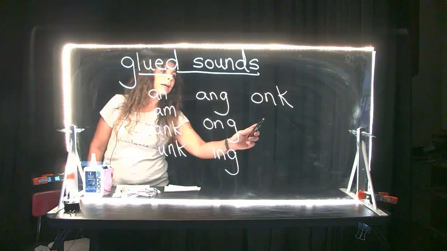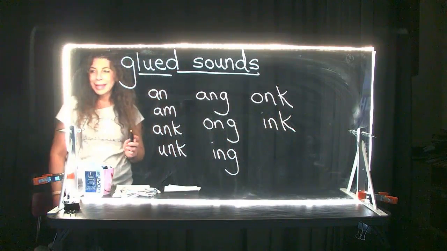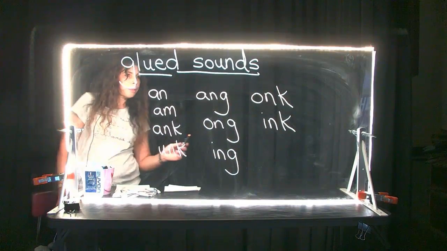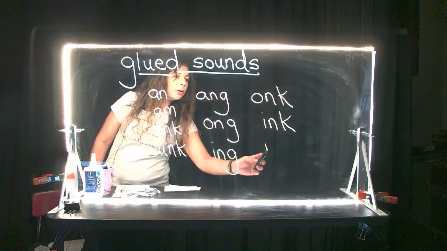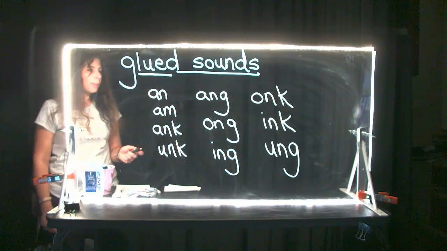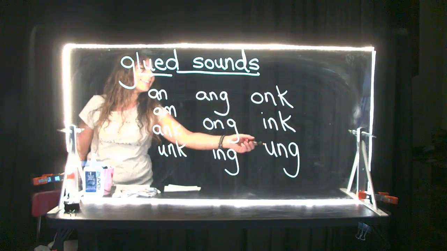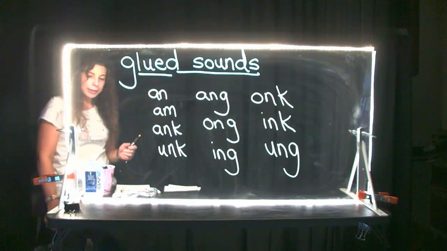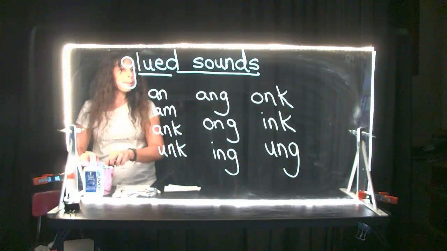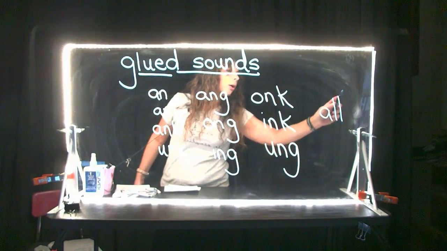Oh, I know which one. I-N-K, pink, ink. U-N-G, lung, ung. Let's see how many we have now. 1, 2, 3, 4, 5, 6, 7, 8, 9, 10. We're missing one. We are missing A-L-L, ball, all.